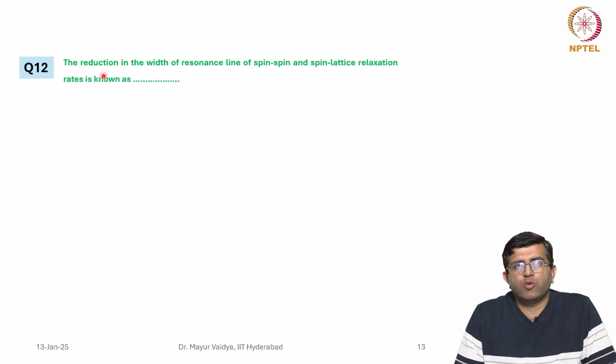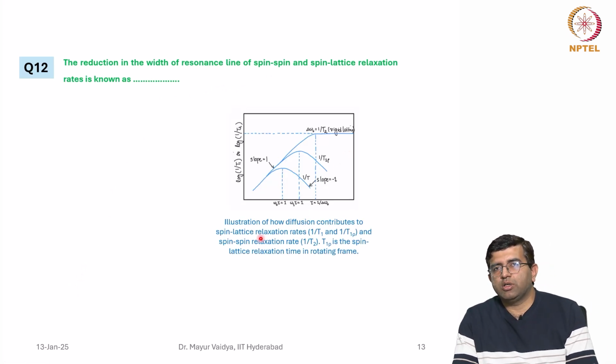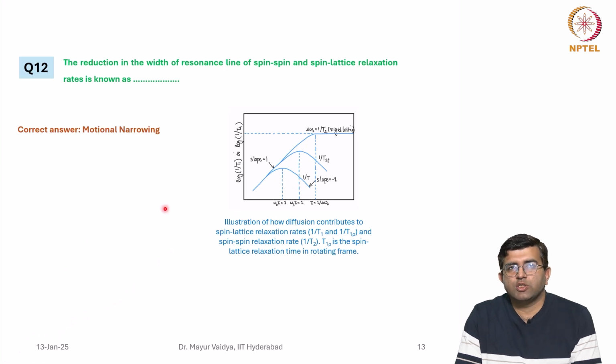Question number 12 is more of a direct question. The reduction in the width of the resonance line of spin-spin and spin lattice relaxation rates is known as what? We have seen that diffusion contributes to the spin lattice relaxation rates and spin-spin relaxation rates. So, the line width becomes narrower and narrower, and that is known as motional narrowing.